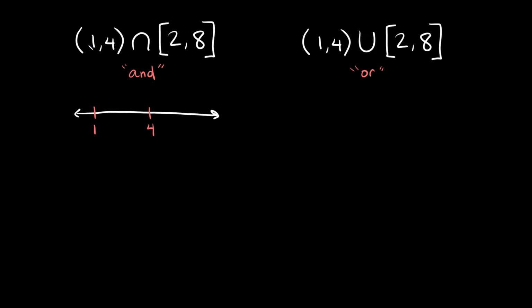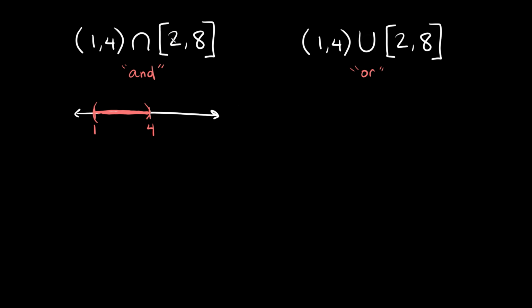Since we have a parenthesis around the 1 and a parenthesis around the 4, we're going to put parentheses right there also around the 1 and the 4. And then you simply shade the space in between. One thing I quickly want to point out is that instead of using parentheses, you could also use open circles, and that would mean the same thing. Either one would work, but in this case, I'm just going to stick with these parentheses.